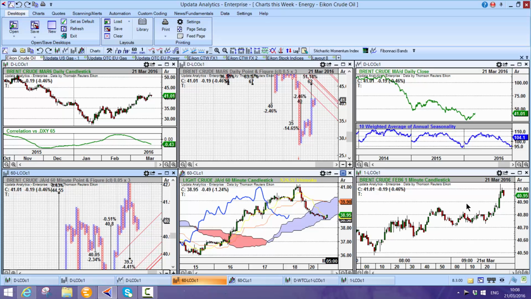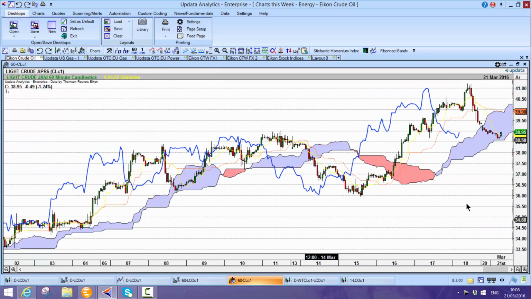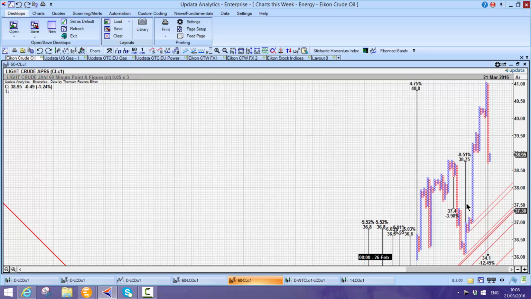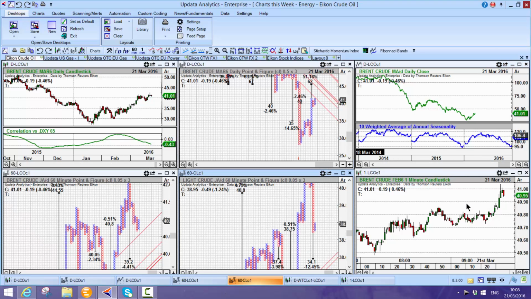And if we look at WTI, and again, we're above the cloud here, so that's bullish, but we are testing at the moment. Shift T, if we make new lows this week, 34 is the target there, that's 12% downside from here. So really do need to keep an eye on that.